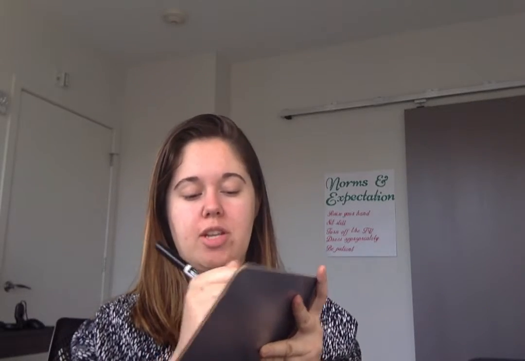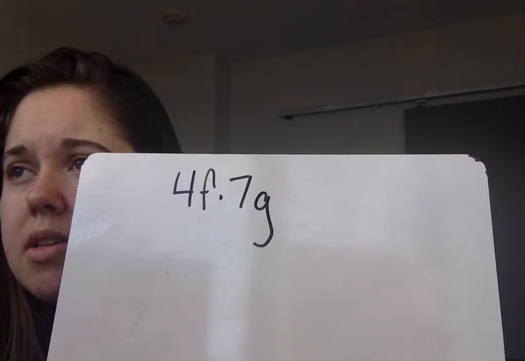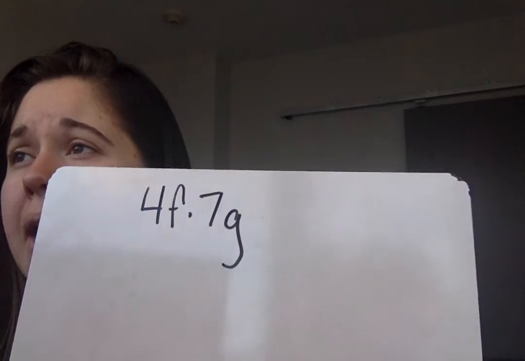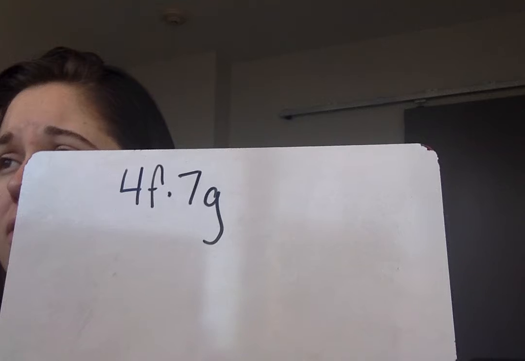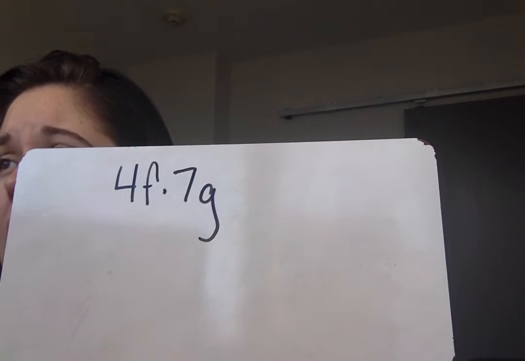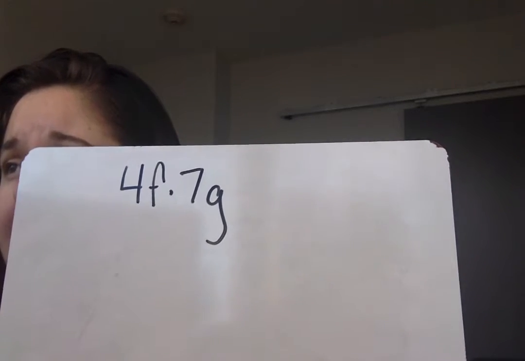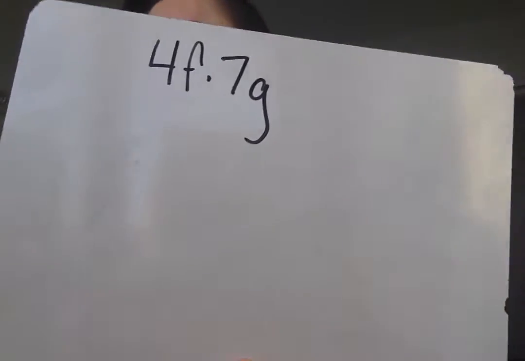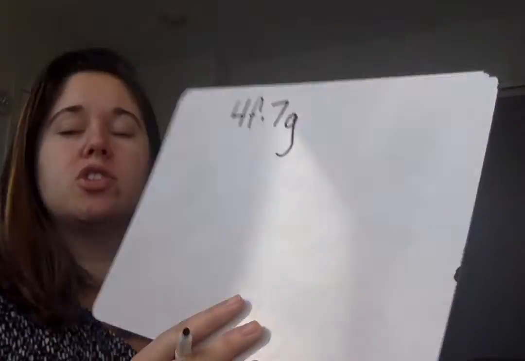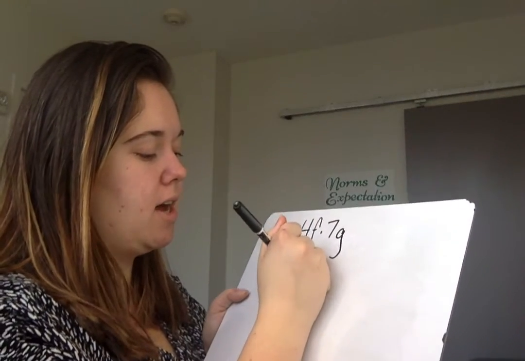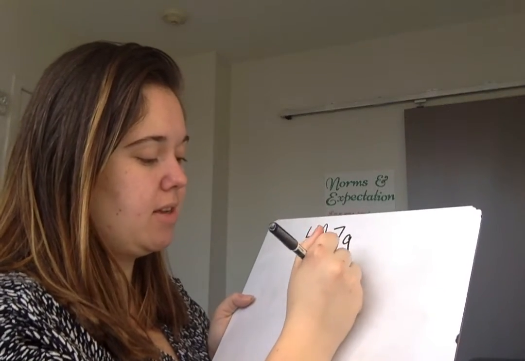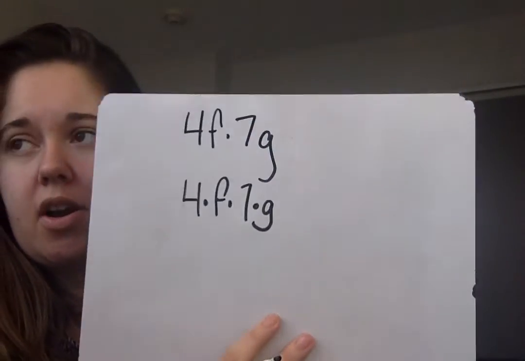So write the product of 4f times 7g. 4f times 7g. To find the product, it may be easier to see how we will use the fewest number of symbols and characters by expanding the expression first. So we're going to first start out by expanding. We've got 4 times f times 7 times g. All right?